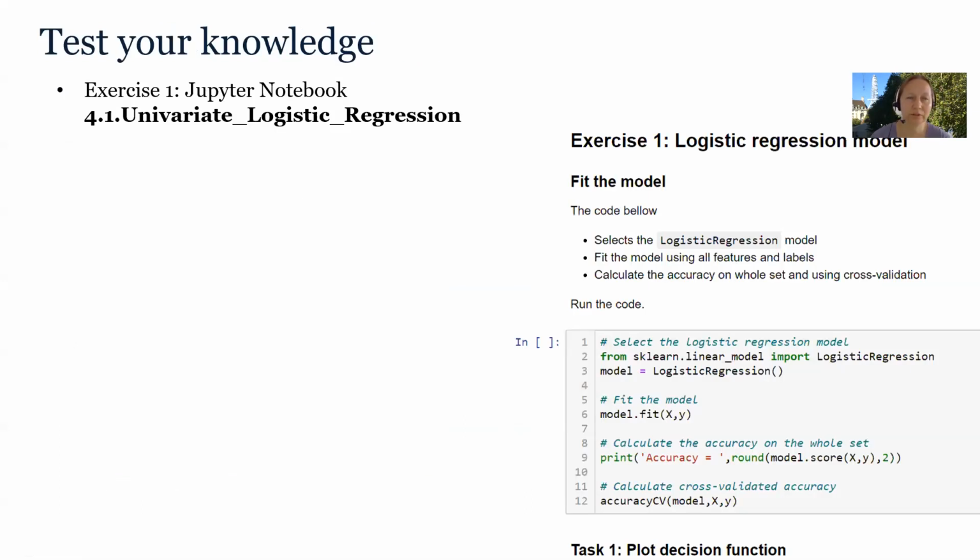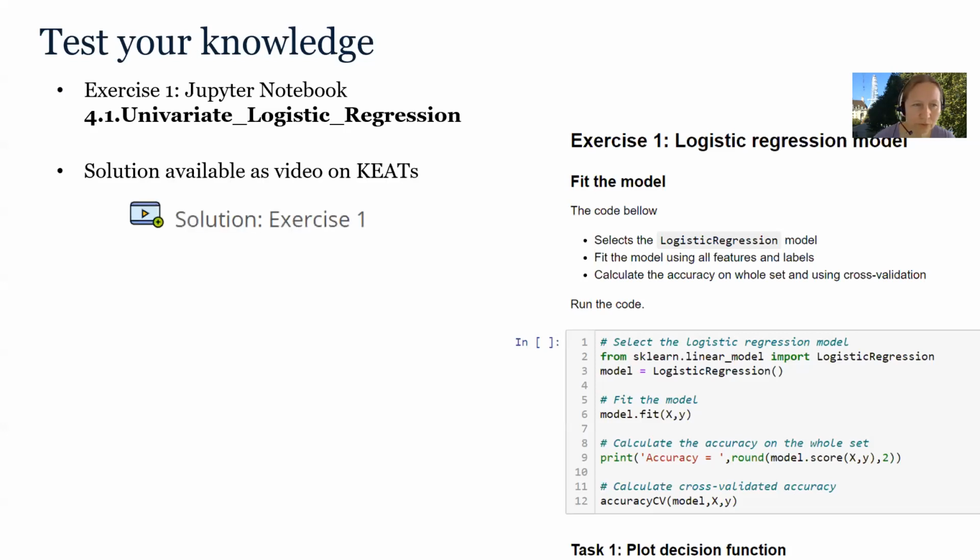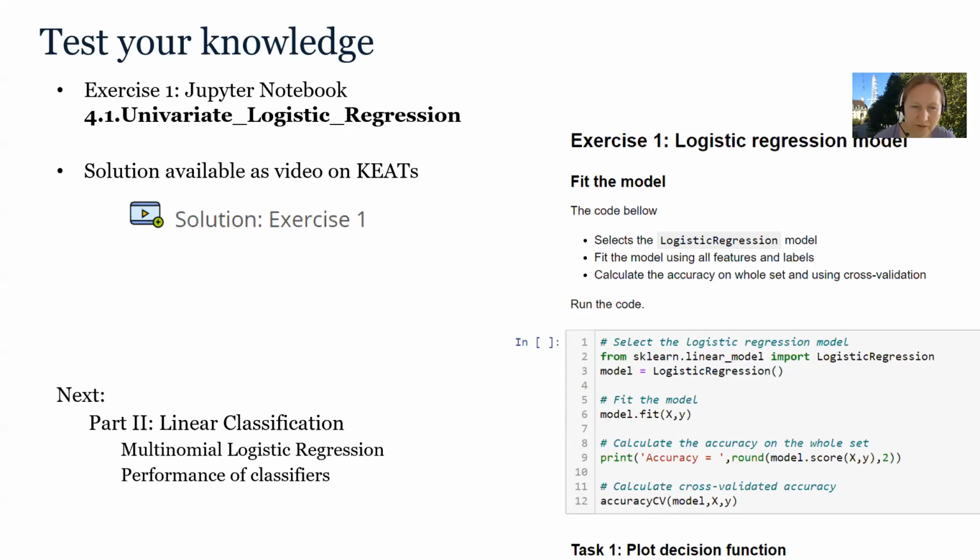So that's the end of the theoretical part for this part of the lecture. Now it's time for an exercise, and we will do a practical exercise using a Jupyter notebook, univariate logistic regression. Please download this notebook now and do the exercise. You can watch the solution that is available as a video. And once you are done with the exercise, please watch the second part where we will discuss multi-label classification and performance of classifiers.